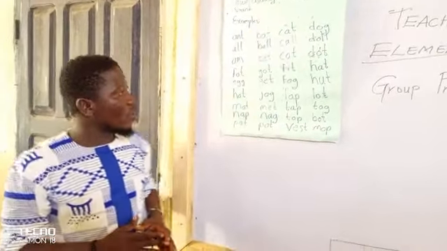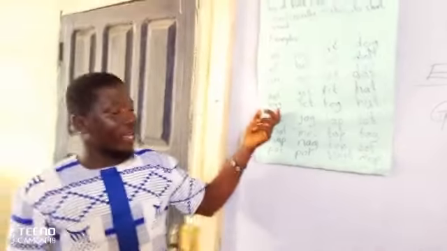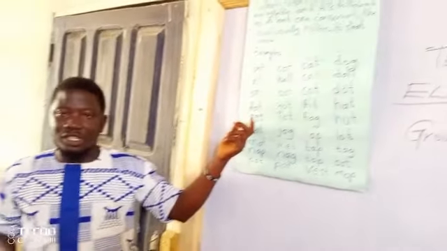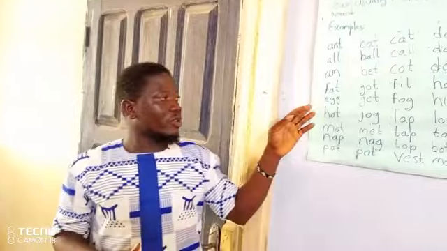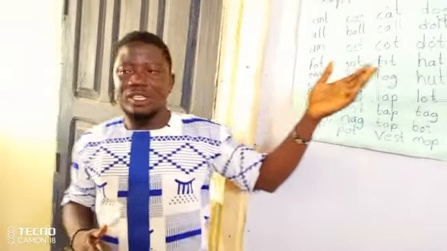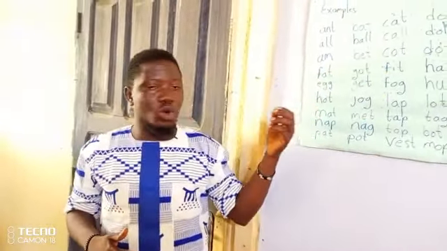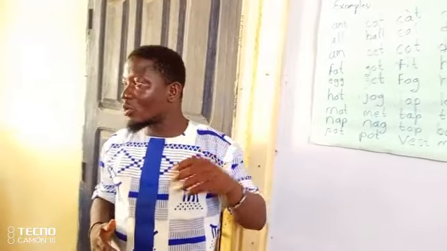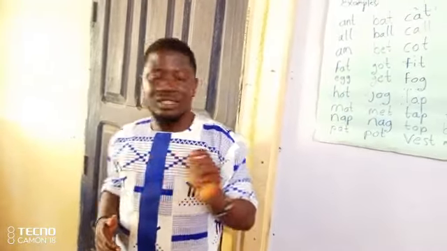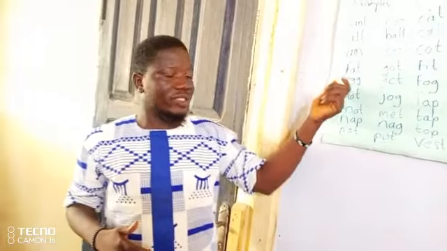We also have the word egg. The word is E-G-G, egg. We're not going to say eat. The word is egg. So we hear the short vowel sound in the word egg. It's not E, but egg. So the E here is saying its short sound.